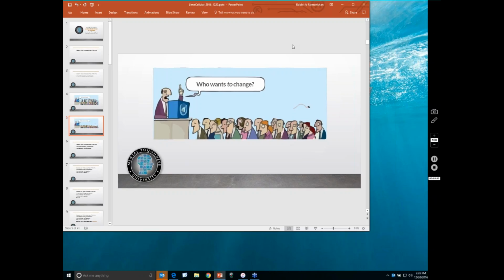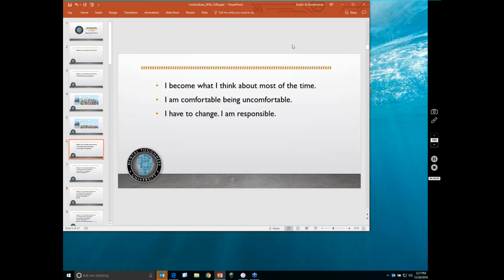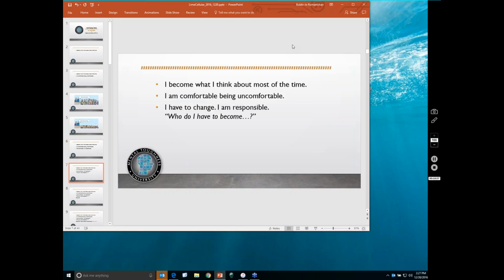So it's nearly impossible to make real improvements in our lives and prosper in our businesses unless we see, think, and do things differently. Mental toughness is an inside job. We have to do the deep work inside of us. So our third theme for mental toughness, I have to change. I am responsible. And the bigger question here is this: who do I have to become? Who do I have to become to be a successful, empowered entrepreneur and create the life I have imagined? Who do I have to become? So our three themes: I become what I think about most of the time, I am comfortable being uncomfortable, and I have to change. I am responsible. Who do I have to become?